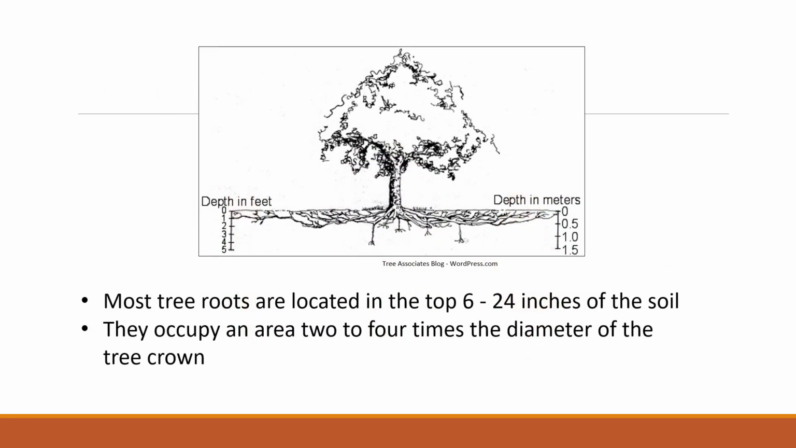So as I mentioned, most of your roots are going to be found in the top part of the soil, 6 to 24 inches of the soil. They occupy an area 2 to 4 times the diameter of the tree crown. So your neighbor could be doing something like applying pesticide or something that your tree might take up because the roots may actually be in your neighbor's yard.